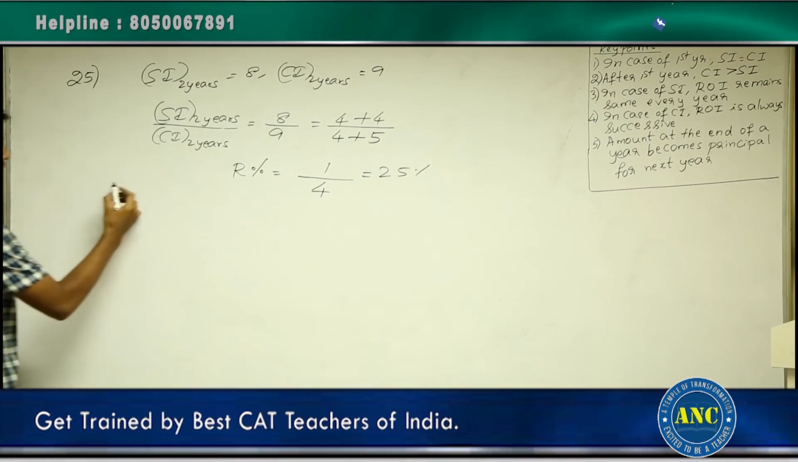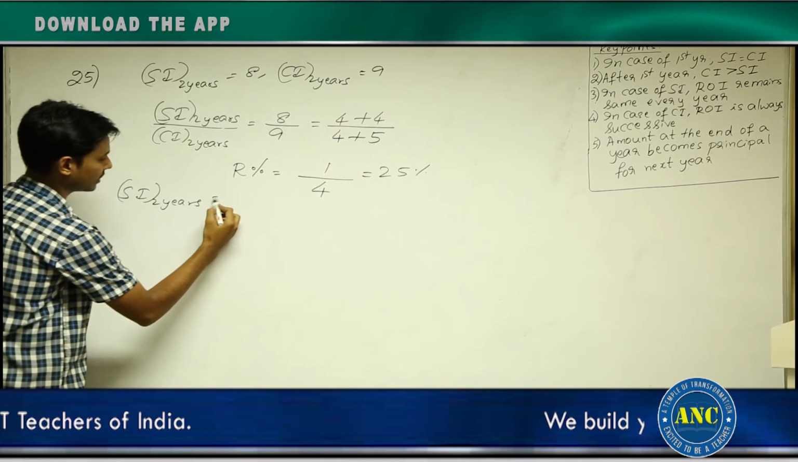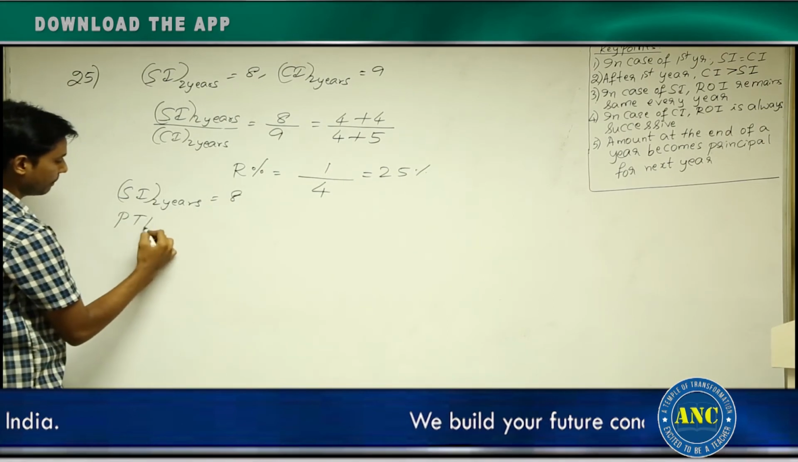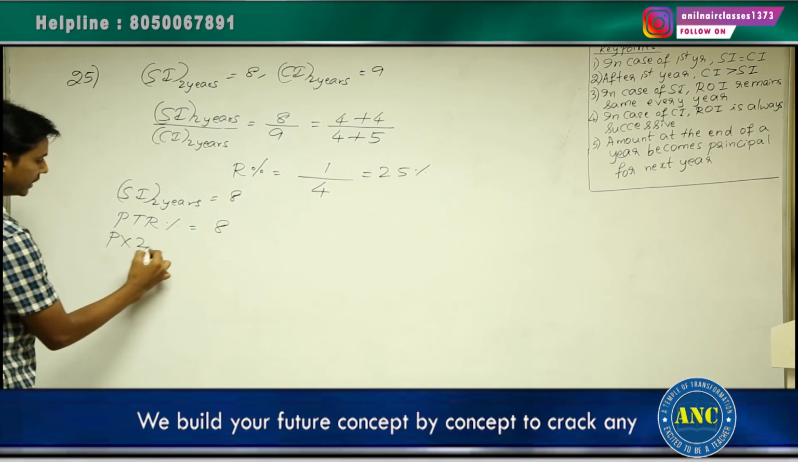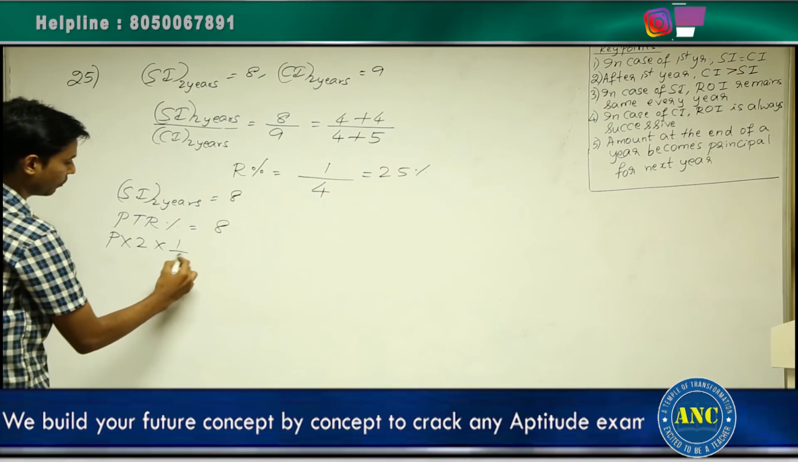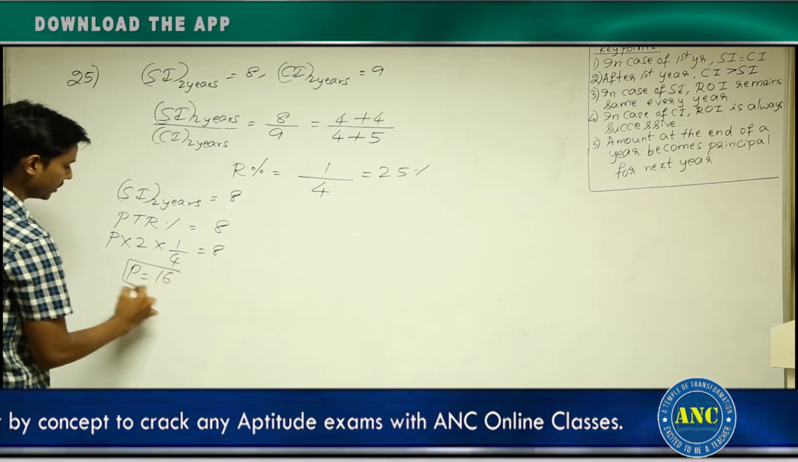There you are also asked for principal. See here. SI for 2 years is given as 8. SI is nothing but PTR percentage. It is given as 8. P I don't know. T is 2 years. R percentage is 1 by 4. This is 8. So cross multiply, you will get the answer. P is 16 rupees.